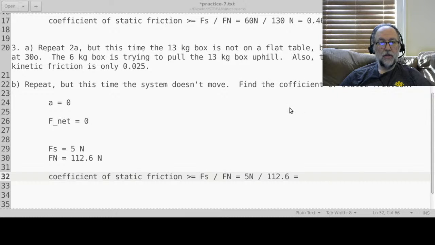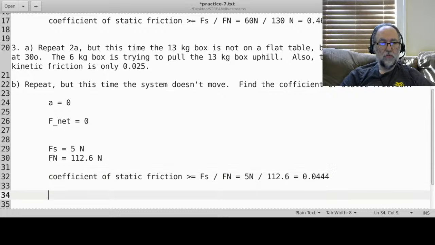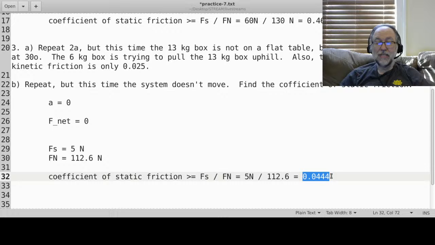Let me pull out my calculator here. 5 divided by 112.6 looks like 0.0444. So there is the answer to part B, which is what is the coefficient of static friction. Like I said before, I can't tell you the value, but I can only say that it has to be bigger than that value. If it were like 0.1, it won't move.